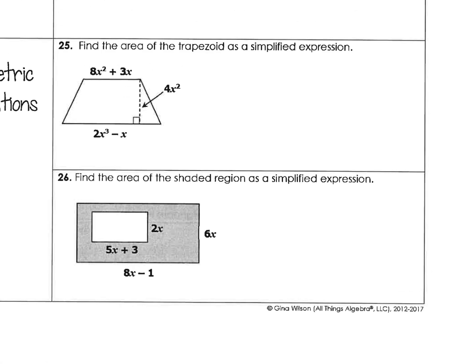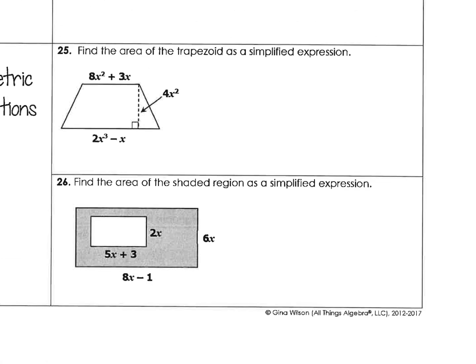All right, last one. This is finding the area of a shaded region. So first of all, before we even talk the math behind it in terms of algebra, let's talk geometry, shapes. How do you find the area of a rectangle? Area equals length times width. Length times width or base times height, either one is good.